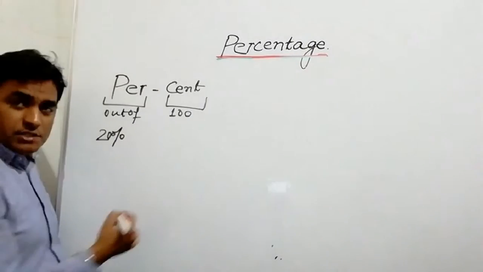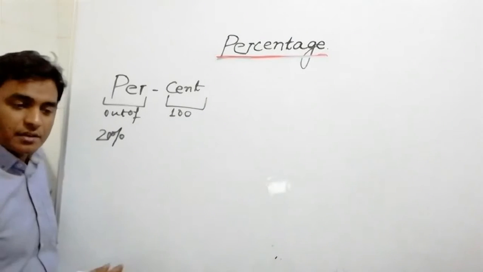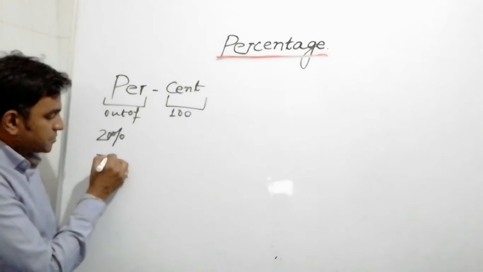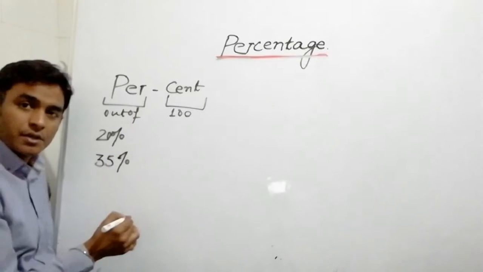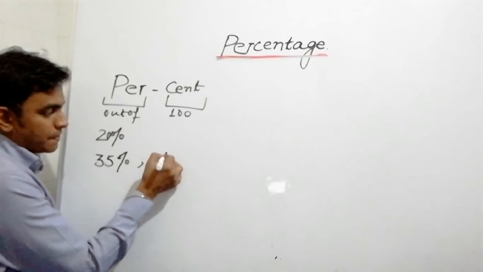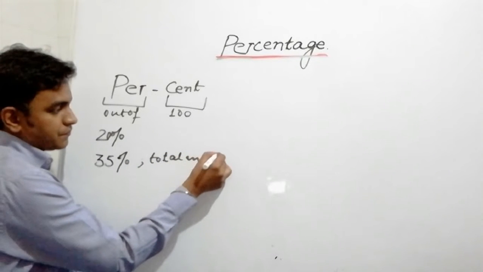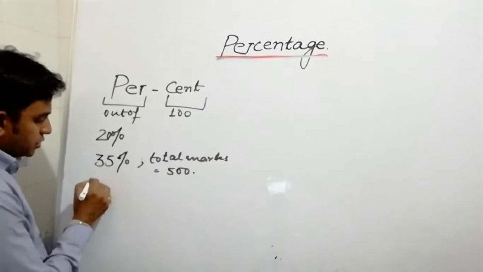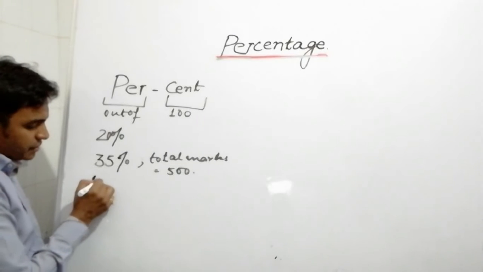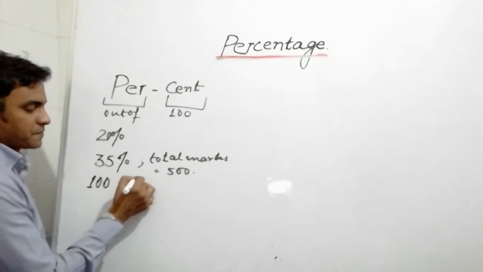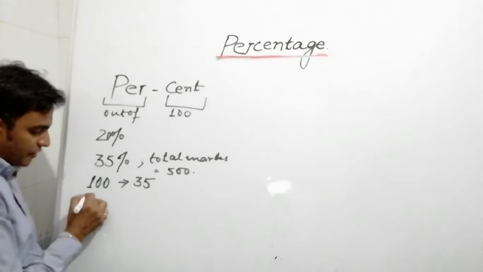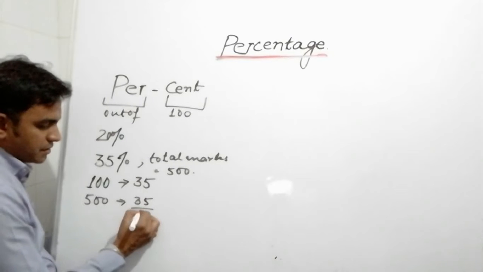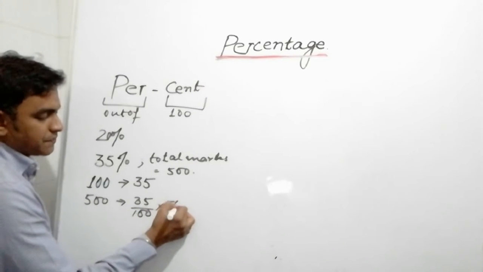To take this example forward, if you are told that a student gets 35% marks when the total marks is 500, how much marks has the student scored? Out of 100 he has scored 35. So what is the score out of 500? 35 divided by 100 into 500.